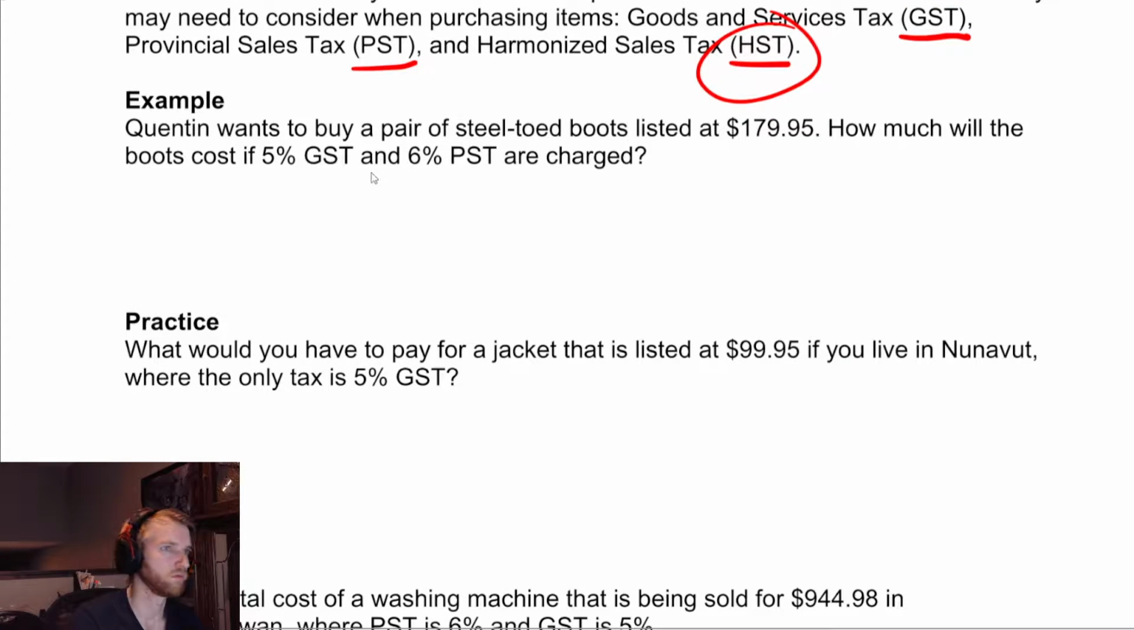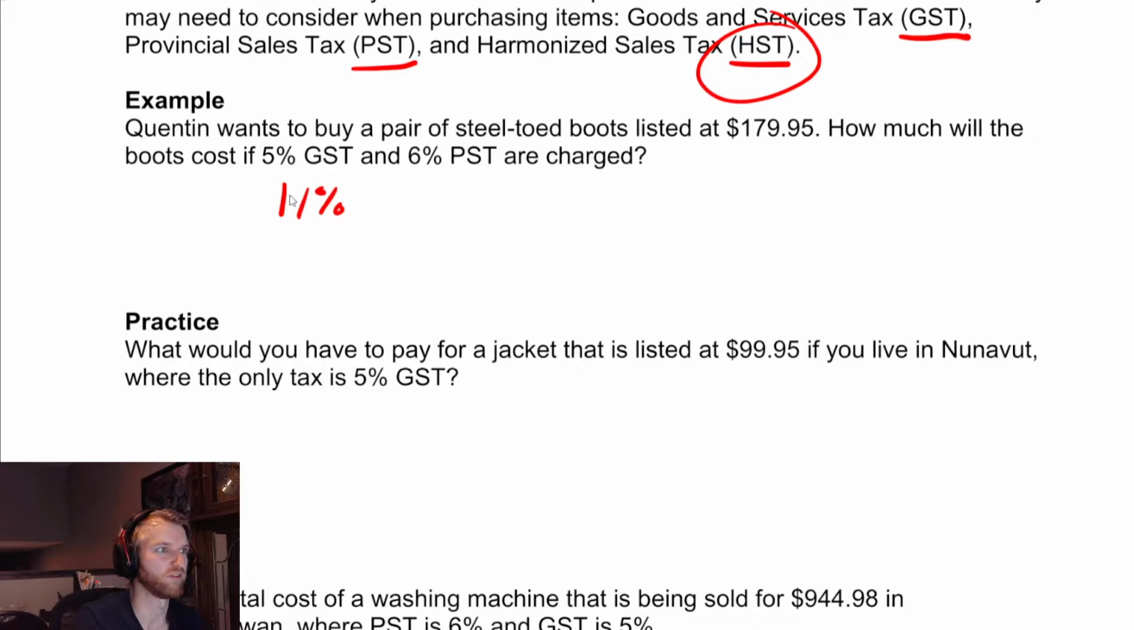So for this example problem, it says Quentin wants to buy a pair of steel-toe boots listed at $179.95. How much will the boots cost if 5% GST and 6% PST are charged? Okay, well, we could do 5% and 6% one at a time, but let's just add the percentages right away at the beginning. So total, there's going to be 11% tax. Okay, there's no need to do this calculation and that calculation separately. Let's just find out what's 11% extra on that.